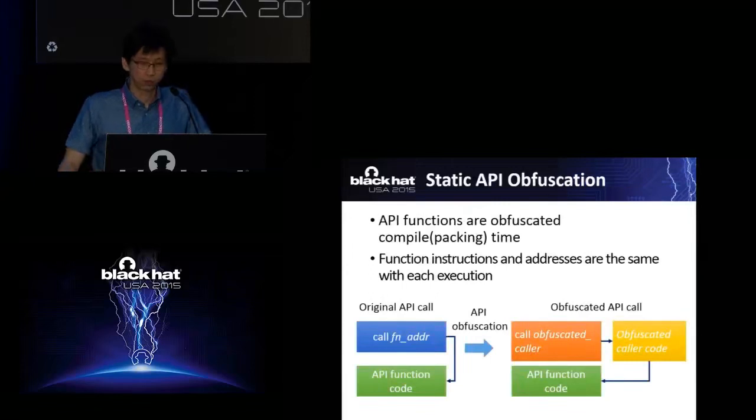In static API obfuscation, API functions are obfuscated at compile time, that is, packing time. It is obfuscated just once, and when we load the binary with a debugger, the code is always the same, so it is relatively easy to analyze static API obfuscated binaries. Function instructions and addresses are the same with each execution, although the addresses are moving because of ASLR. In the picture, you can see how API obfuscation is applied.